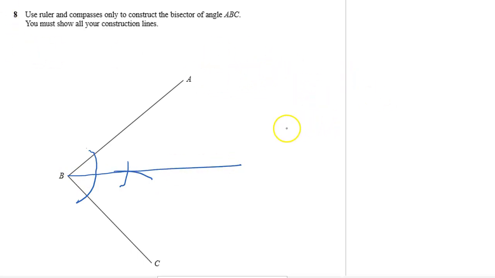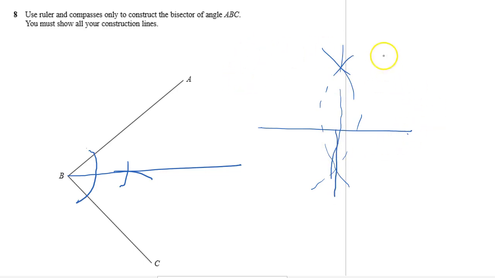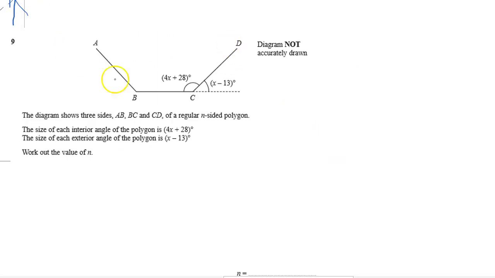This is exactly the same method you use when we draw the perpendicular bisector of a line. If the line is there, from here we draw an arc. Then from here we draw another arc. And then we join the line. So that's how we do a perpendicular bisector or the angle bisector.